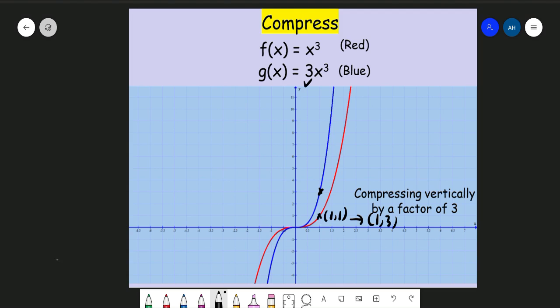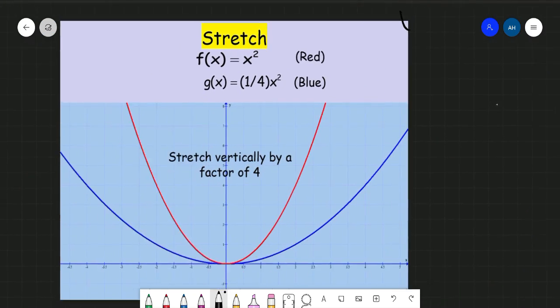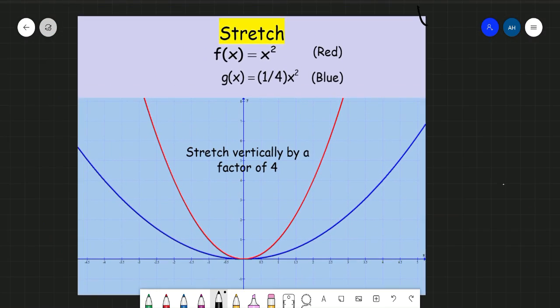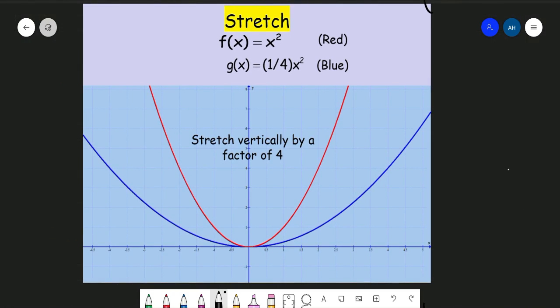Now, let's see. This is an example for stretching. The previous one was an example of compressing. Now this is for stretch. Now we multiply, for example, f(x) equal to x squared, by 1/4. See here, 1/4 is less than 1, right? So what happens is that the graph will stretch. The graph will become bigger. Say the original graph is the red one. After we multiply by 0.25 or 1/4, the graph will become the blue one.